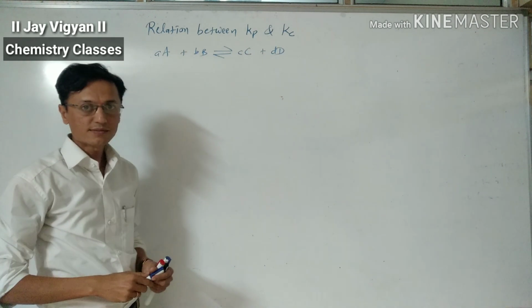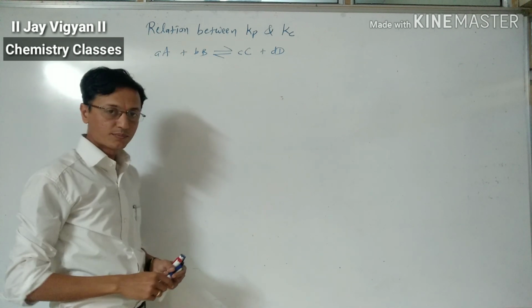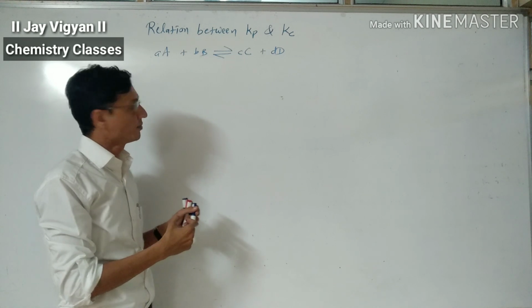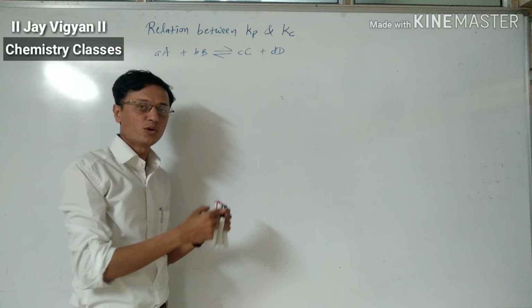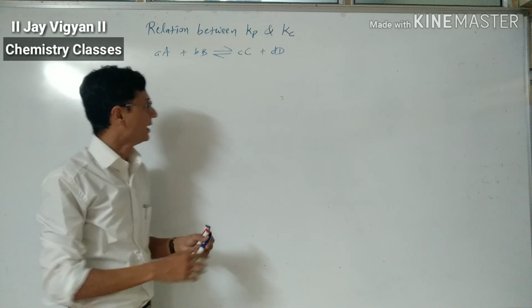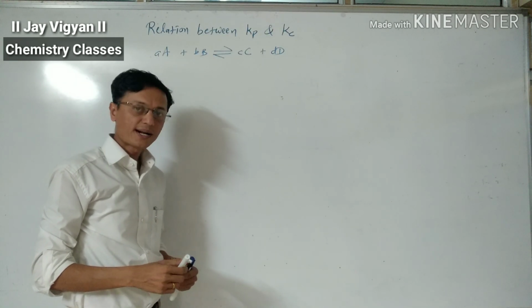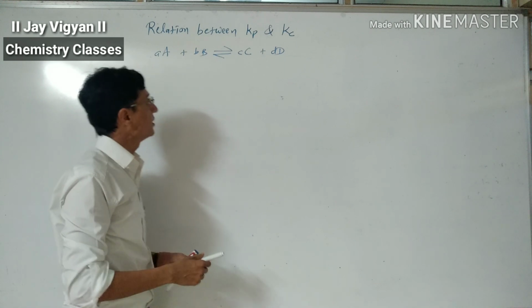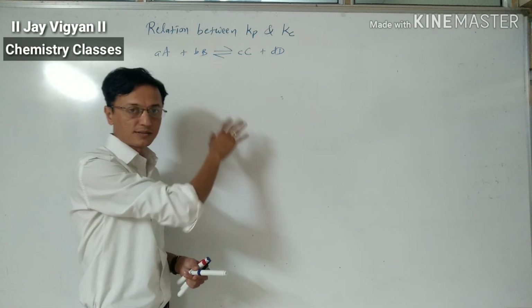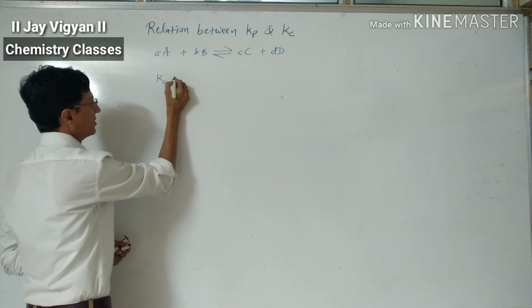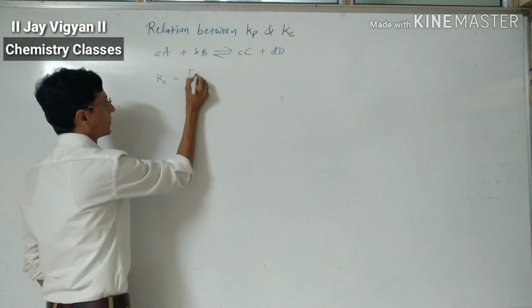This is the reaction. a moles of A and b moles of B react together and form two products, c moles of C and d moles of D. Suppose this reaction is in equilibrium, so we can write the equilibrium constant with respect to the concentration of all reactants and products. And the equilibrium constant Kc will be like this.